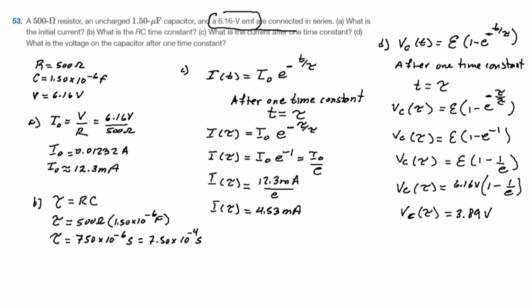Because it should be 62.3%, this 3.89 volts must be 62.3% of the electromotive force. Remember that always after one time constant, you have during the charge 62.3% of whatever other magnitude you have.